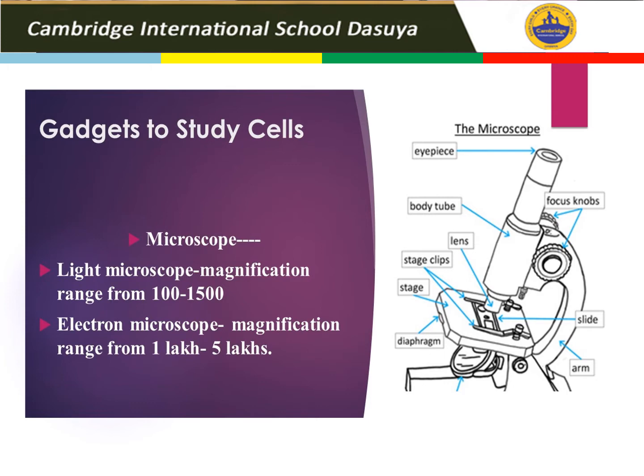Electron microscope is a microscope which uses a beam of electrons to magnify up to 500,000 times. It is used in making an electron micrograph. So now I want to discuss the instrument, the microscope.